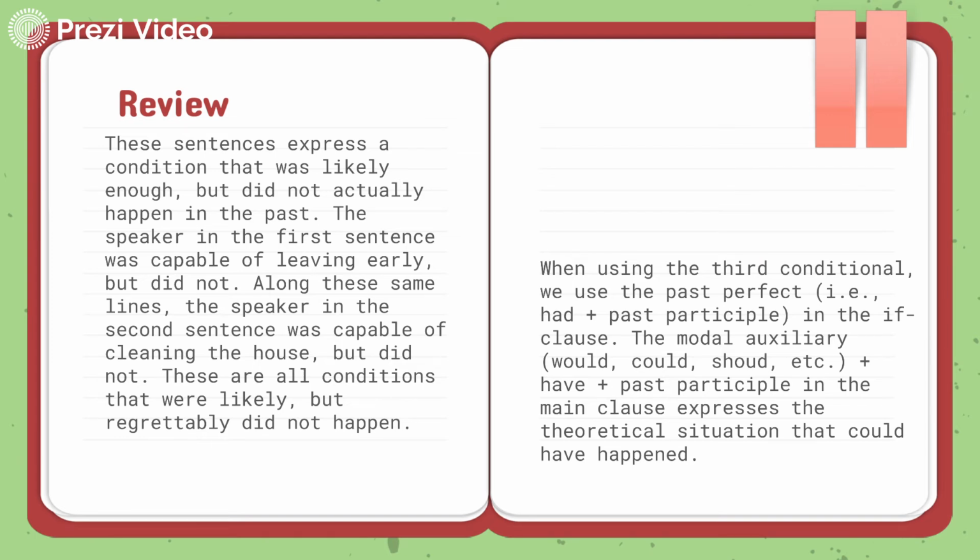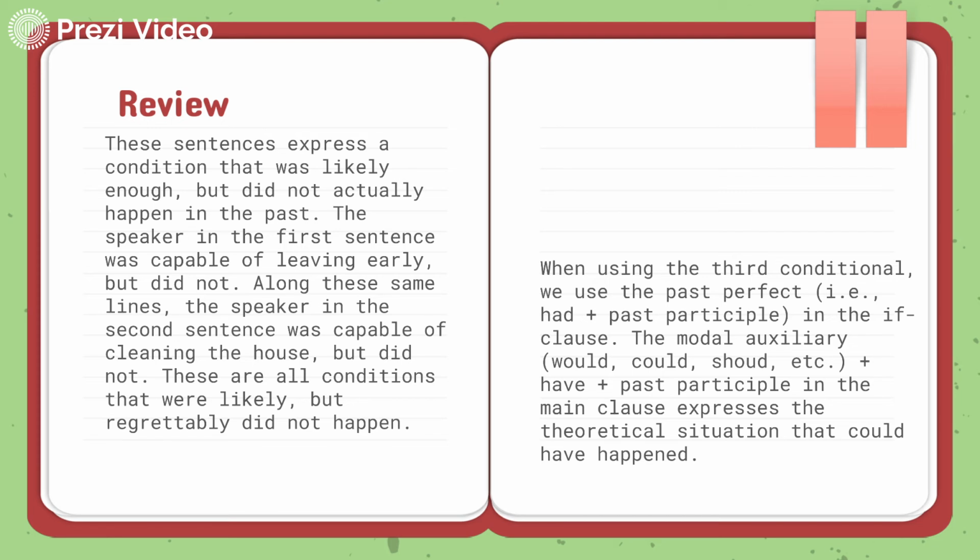Review. These sentences express a condition that was likely enough but did not actually happen in the past. The speaker in the first sentence was capable of leaving early but did not. Along the same lines, the speaker in the second sentence was capable of cleaning the house but did not. These are all conditions that were likely but regrettably did not happen.